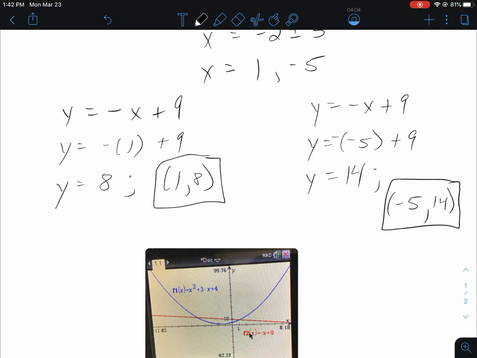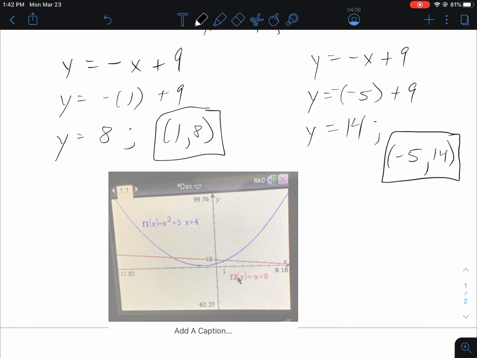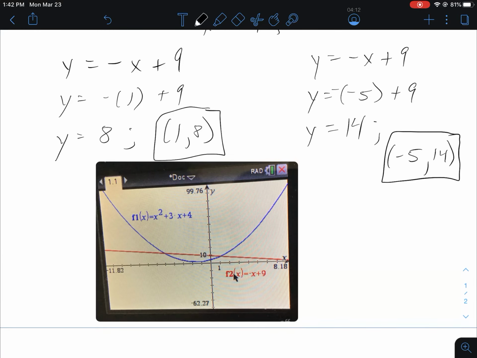Okay, and as you can probably already see, I just went ahead and graphed this on the calculator just to kind of show you what we're talking about. So there's our quadratic, the blue line, x squared plus 3x plus 4. And that's obviously a nice parabola shape. And then you have your linear, negative x plus 9, in red. And when we're solving the system, we're looking for those points of intersection. So right there is your 1 comma 8. That matches up with the algebra. And right here is your negative 5, 14, which also matches up with the algebra.